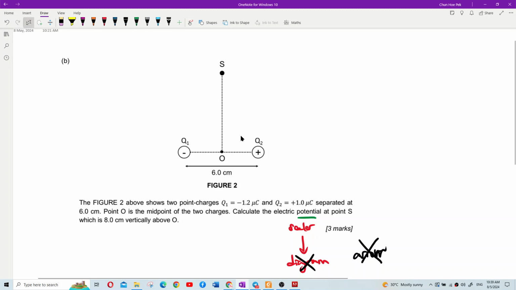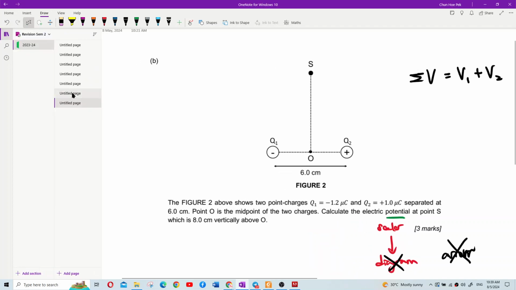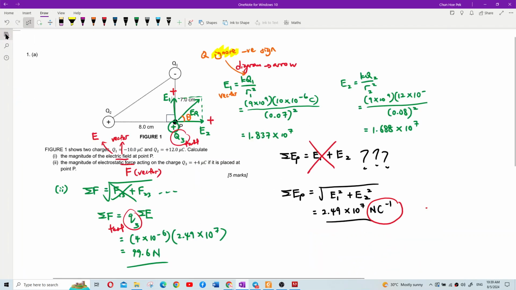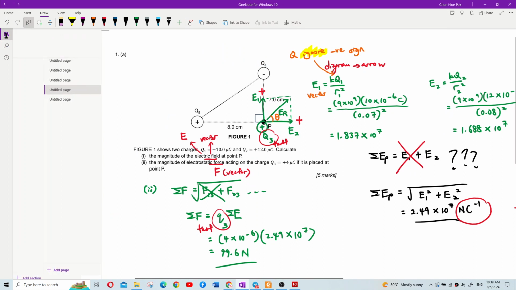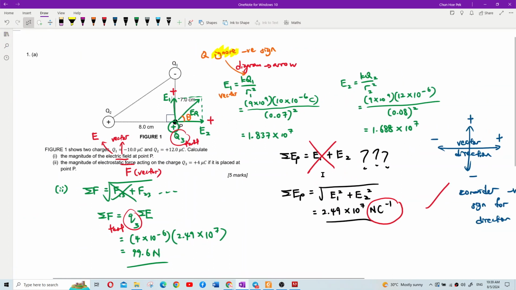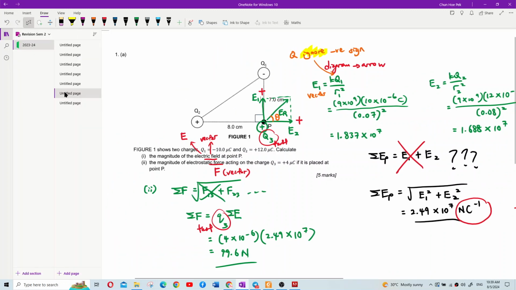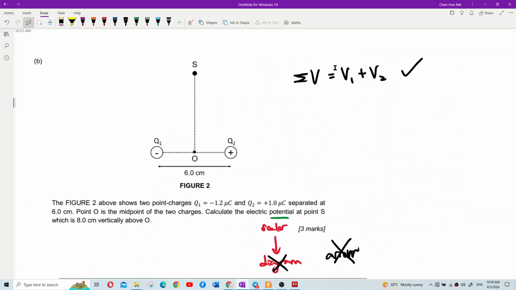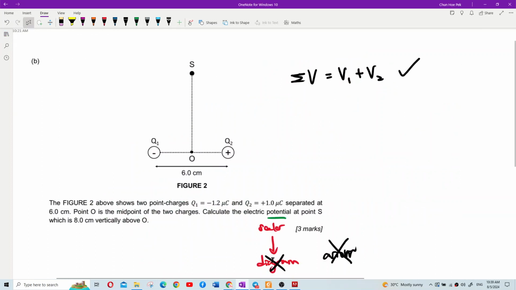Of course, if you want to find the total potential, you just take V1 plus V2. Just now, for electric field, you cannot do that. For electric field, you must draw the vector first. But for potential you can, because it is a scalar quantity, no need for a diagram or arrow. Just total up only, V1 plus V2 only.